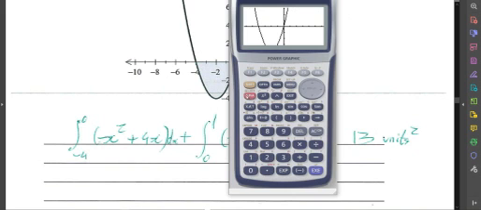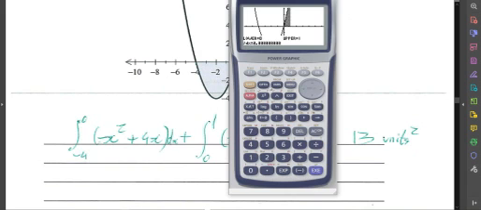Shift G solve, and I want to integrate between 0 and 1, let's say. That's that bit there, and that is 2 and 1/3.